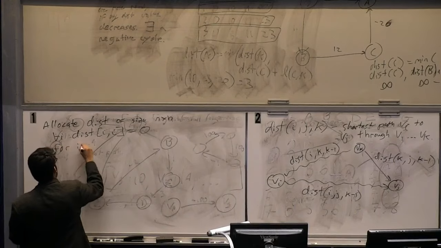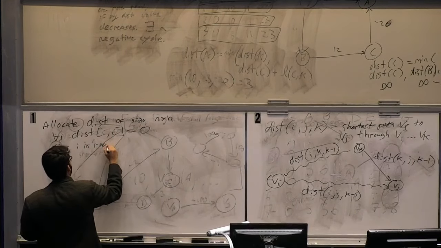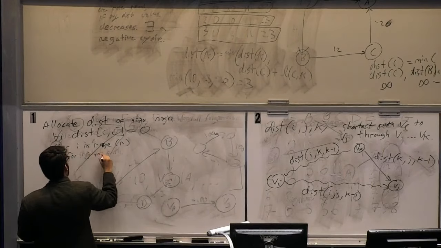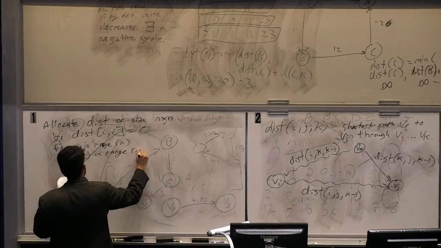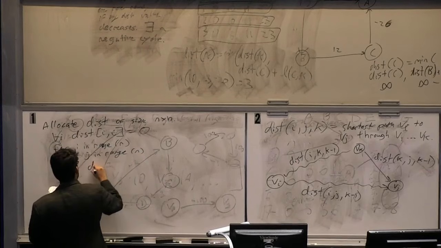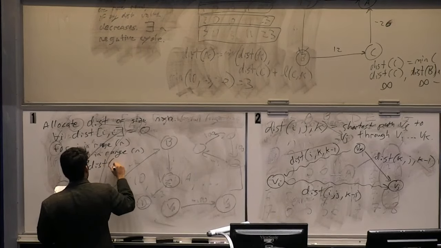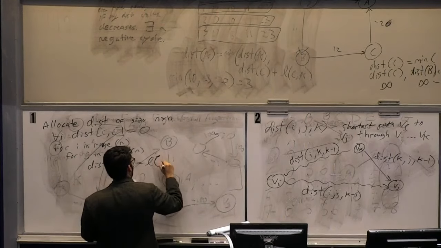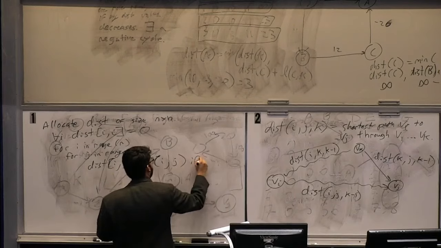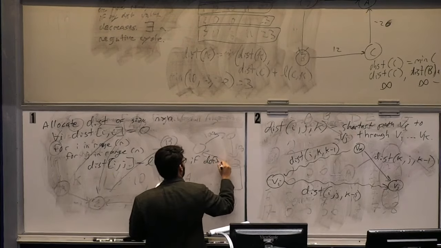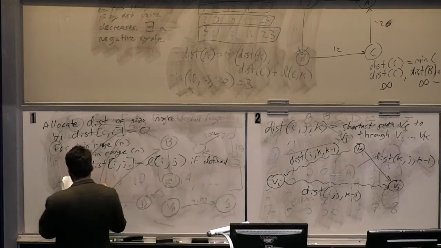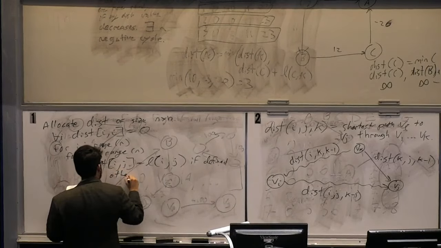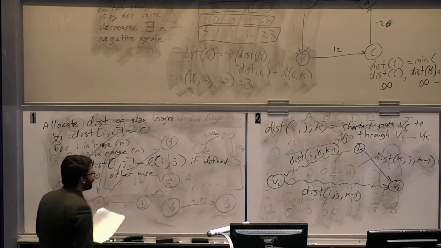For i in range n, for j in range n, dist of i comma j is going to take on the edge value, L of i comma j, if defined, and it's going to be infinity otherwise. So this is simply allocation of the array.